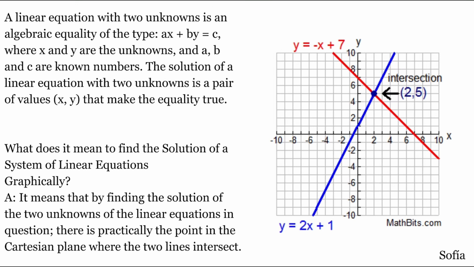What does it mean to find the solution of a system of linear equations graphically? It means that by finding the solution of the two unknowns of the linear equations in question, we find the point in the Cartesian plane where the two lines intersect.